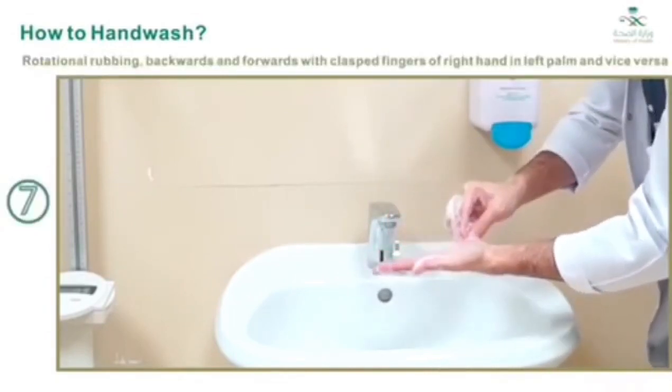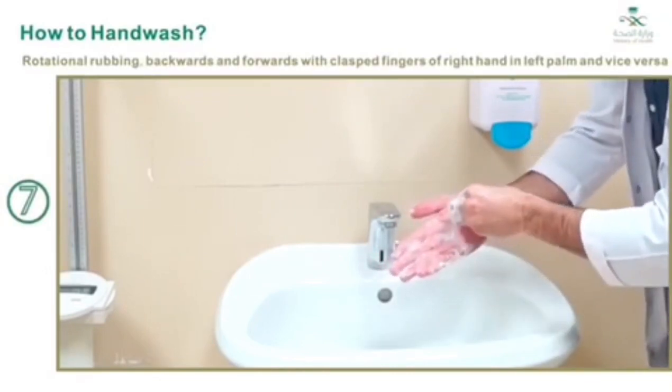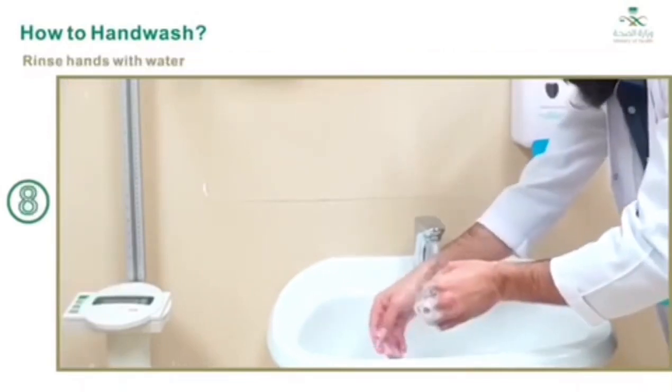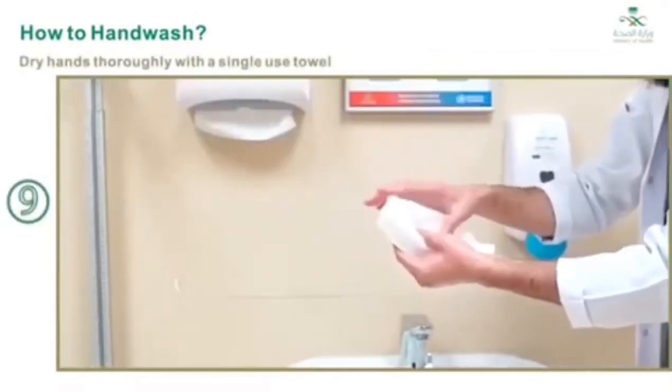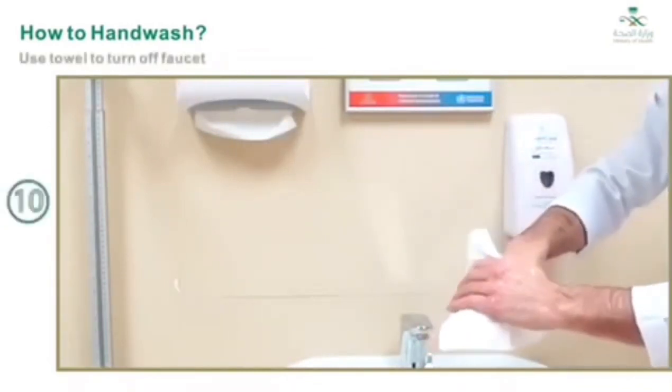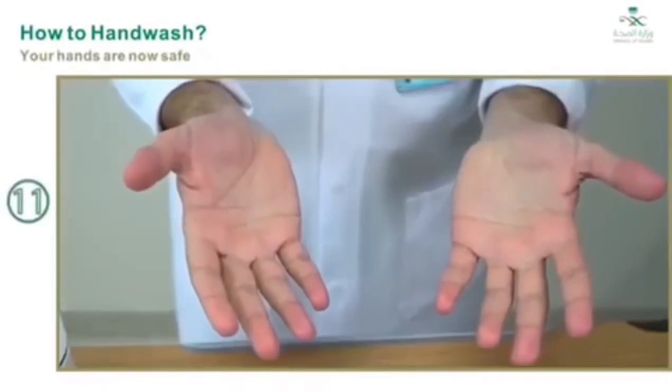7. Rotational rubbing backwards and forwards with clasped fingers of right hand in left palm and vice versa. 8. Rinse hands with water. 9. Dry hands thoroughly with a single-use towel. 10. Use towel to turn off faucet. 11. Your hands are now safe.